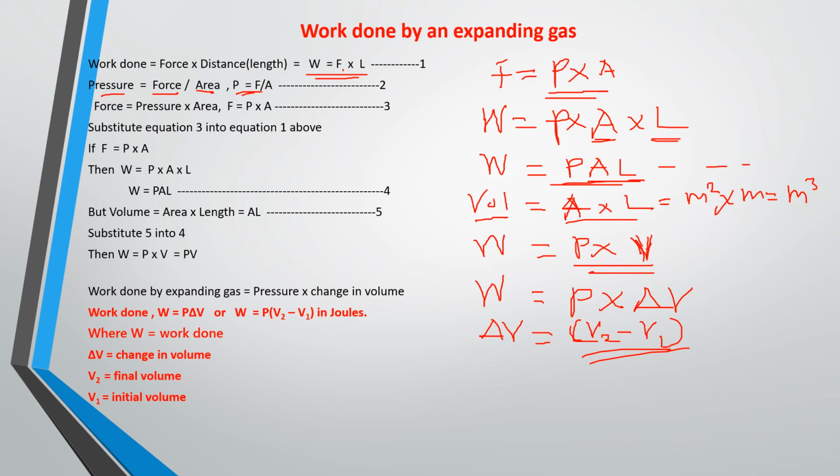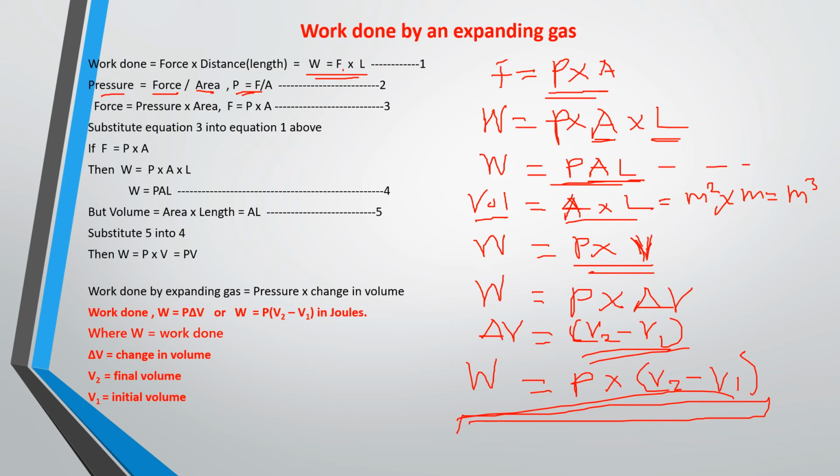Okay, so this is basically it. Work done by an expanding gas equals pressure times final volume minus initial volume, which is equal to the change in volume. So please take note of this equation, as we are going to use it now to solve some problems. Is that okay? If you are preparing for JAMB and these examinations, please take note of these simple equations so that you know how to apply them.